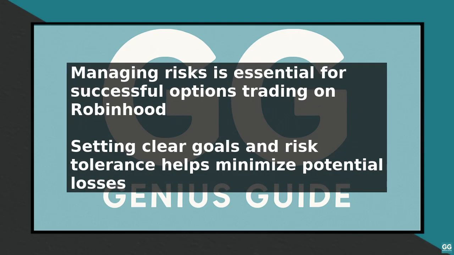Best practices for trading options on Robinhood include starting with small positions, setting stop-loss orders, and continuously monitoring your trades. You should also stay informed about market news and trends that may impact the stocks you are trading.